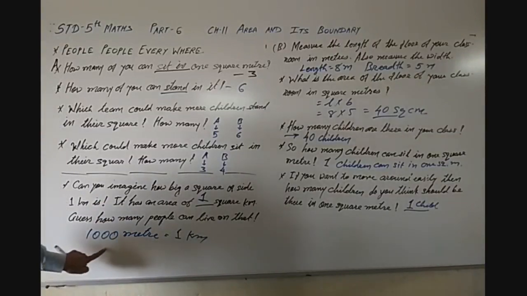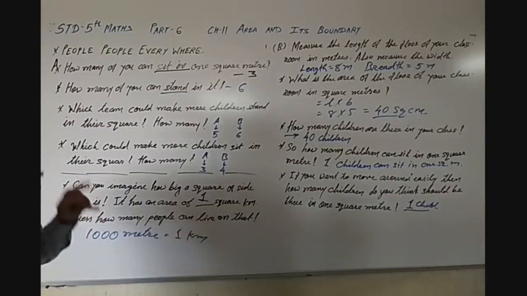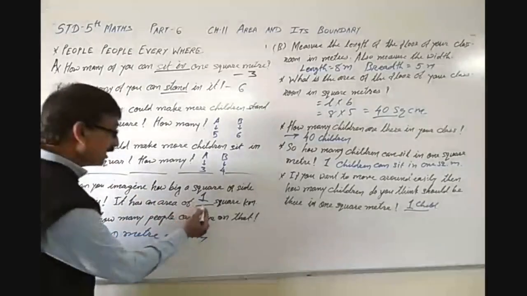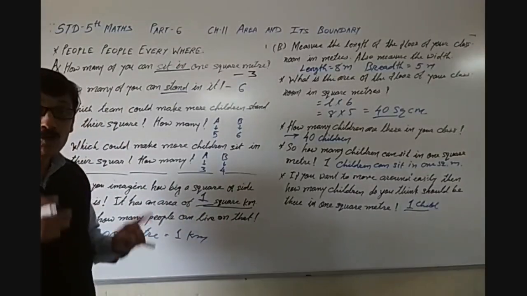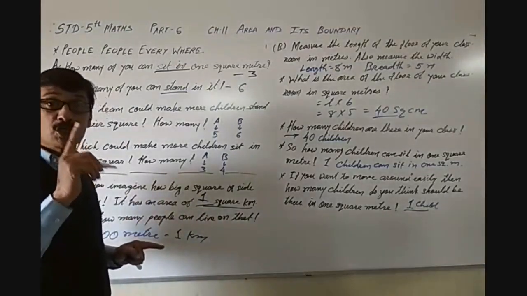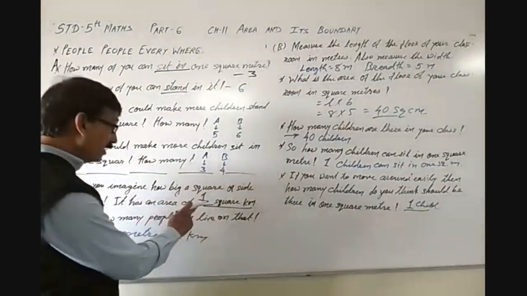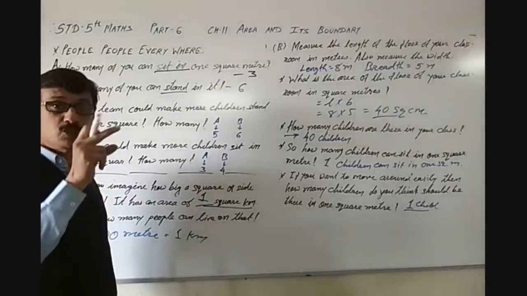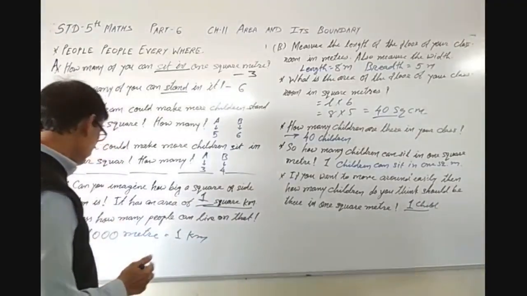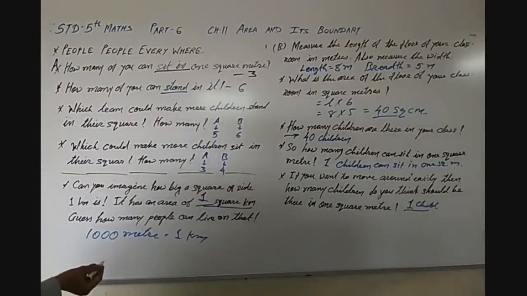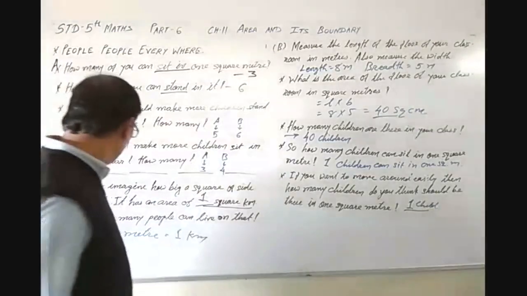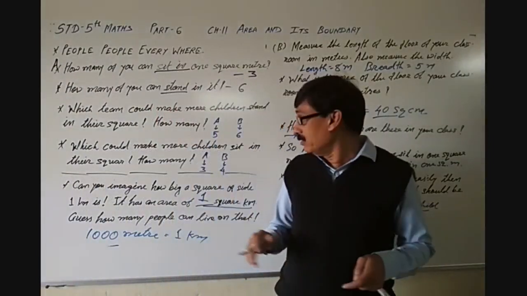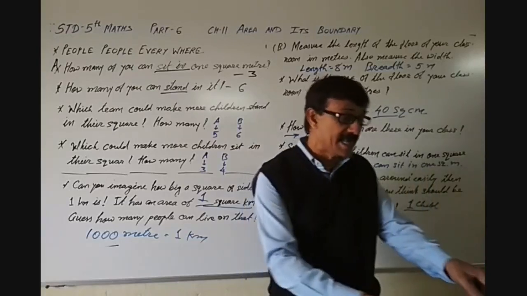Why? Because 1000 meter is equal to 1 kilometer. So we will be able to make a box of 1 meter in 1 square kilometer. We will be able to make 1 square meter boxes in 1 square kilometer, and in each box 1 person. That is why 1000 people can live on 1 square kilometer box area.